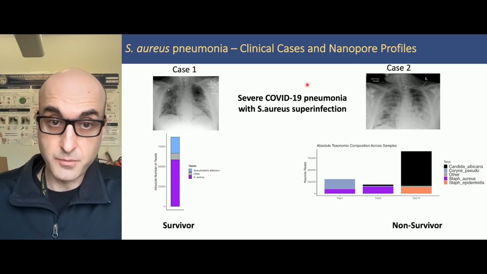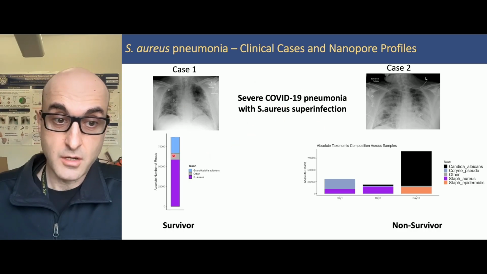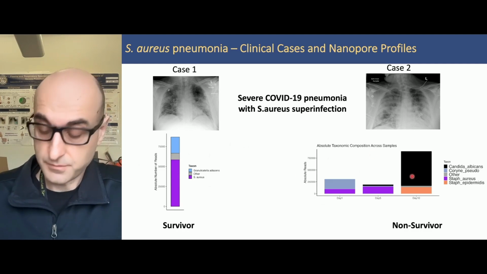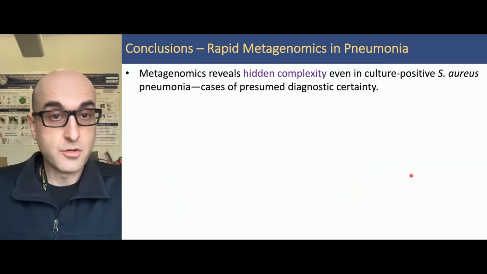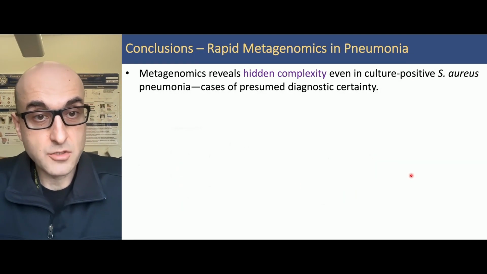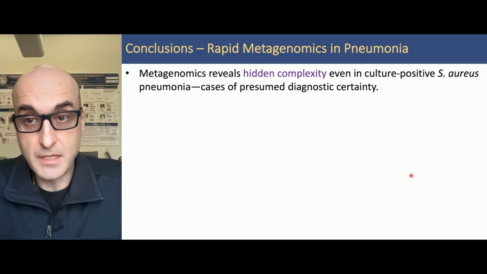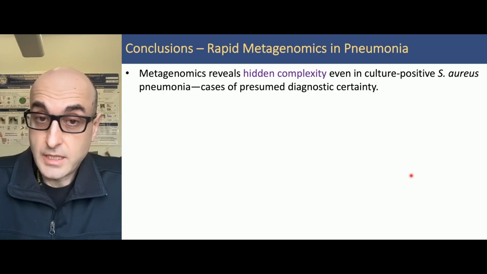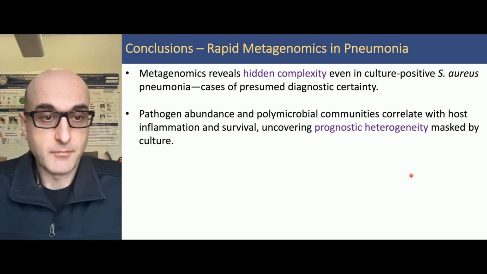On the clinical surface, both cases had severe COVID-19 pneumonia with Staph aureus superinfection. On the metagenomic analysis, we see those stark differences in evolution. So in conclusion, we see that metagenomics reveals hidden complexity even in culture-positive Staph aureus pneumonia, which are actually cases of presumed diagnostic certainty that we take as gold standards.